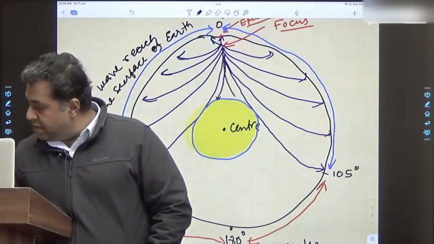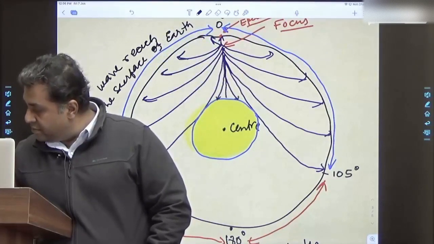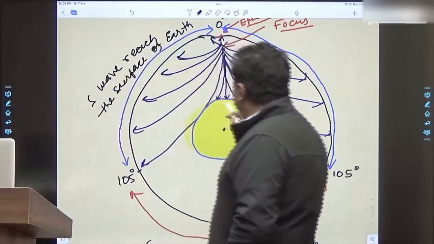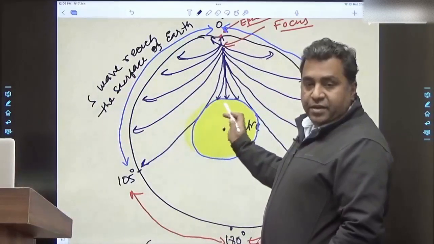And I'm showing that they are not able to pass. You can see, right? Not able to pass. See here, they are dying here. Not able to pass.